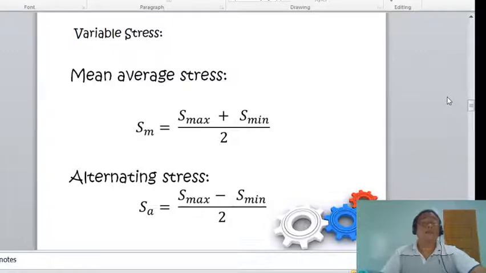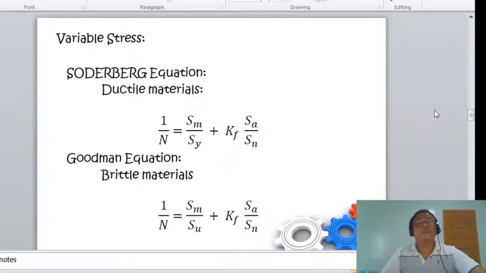So for variable stress, we are going to determine the average stress, or the mean stress. Average, of course, is the summation divided by the number. Let us consider this: the mean stress equals the maximum stress plus the minimum stress over 2. For alternating stress, just subtract the minimum from the maximum and then divide by 2. So you can easily determine the alternating stress applied to the materials.